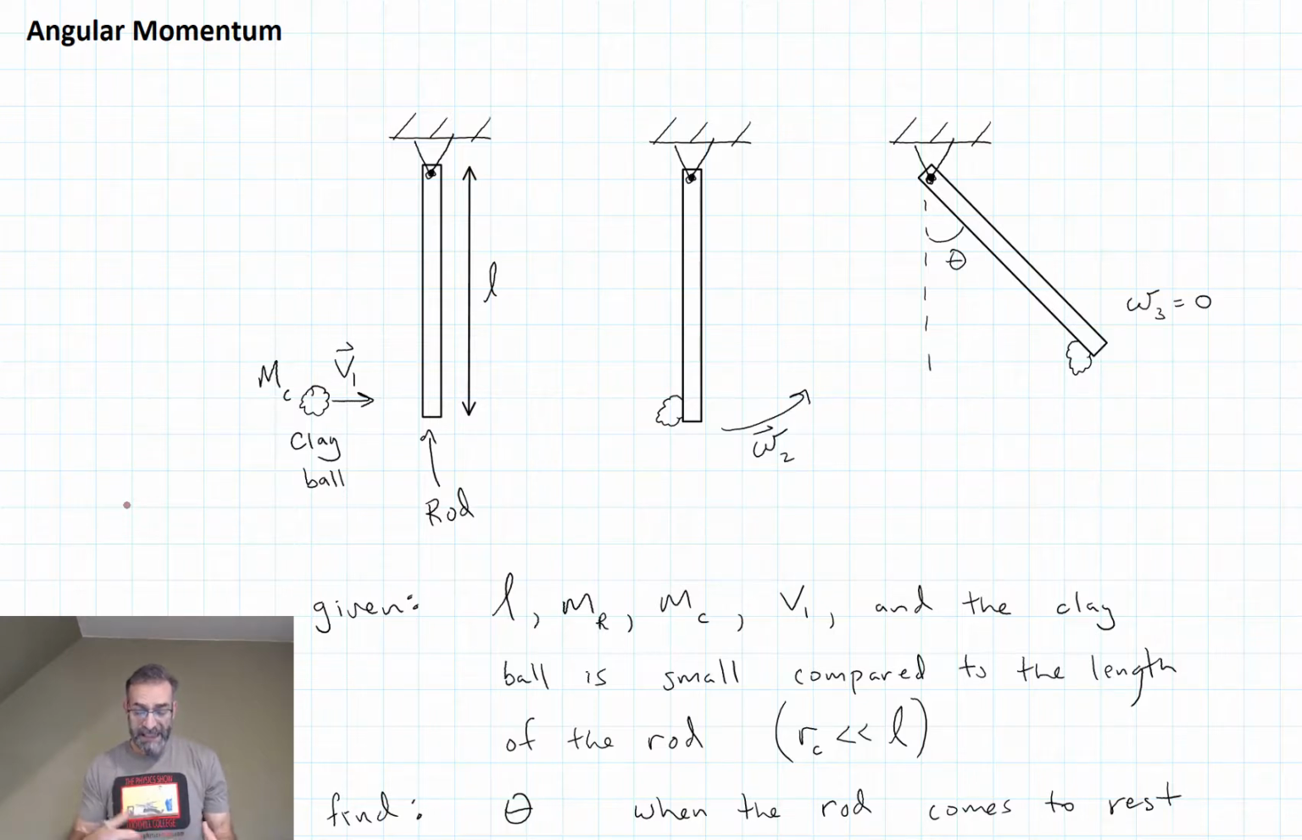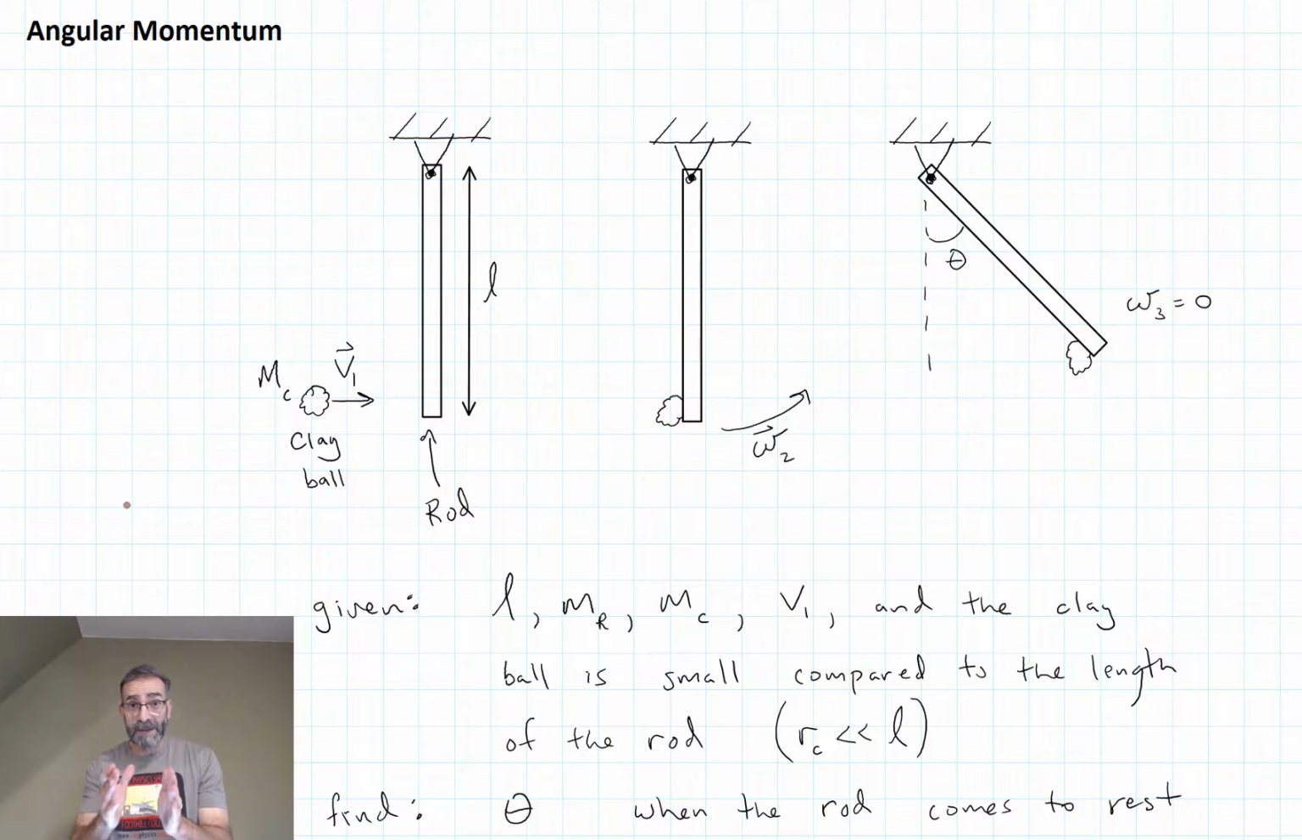Can we go from the beginning to the end using angular momentum? No, because the earth gets in the way and pulls on it. There's a certain angular momentum before the collision, there's a certain angular momentum after the collision, but then as the rod starts to rotate up, external torque acts on the system and slows it down. Gravity acts on the system and slows it down. What do we do in a case like this? We break it up into multiple problems.